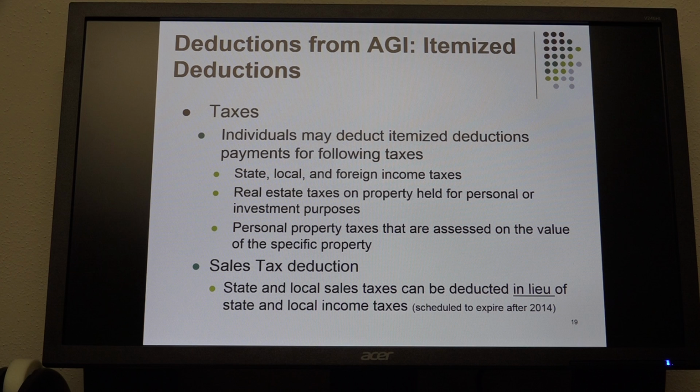Real estate taxes on property held for personal or investment purposes. So if you own a home and you pay real estate taxes, property taxes, ad valorem taxes, you get to deduct the cost of those ad valorem taxes that you pay. Personal property taxes that are assessed on the value of the specific property, that's also an ad valorem tax as well.